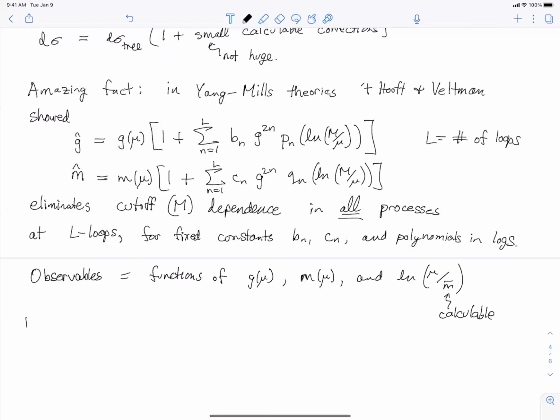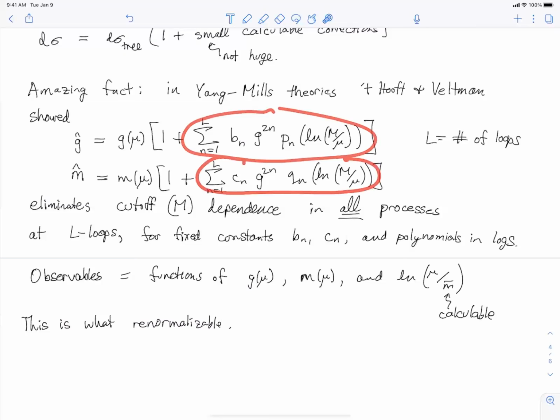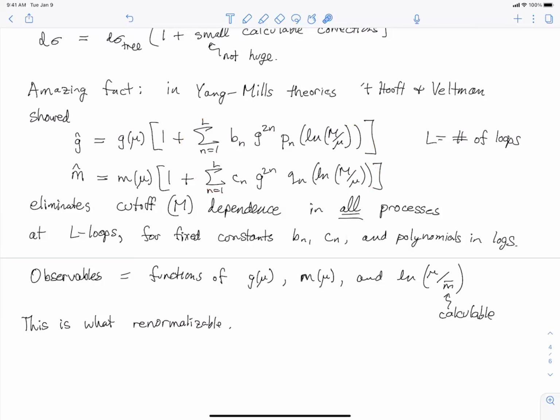Okay, and this is what renormalizable means: that it obeys this amazing fact. You might have thought, maybe I just keep doing different processes and I keep getting different combinations here, right? That's what I would have expected if you asked me, but it turns out the same constants in these redefinitions between renormalized or running couplings, we'll talk about running next time, and the bare couplings, the same exact redefinition gets rid of the cutoff dependence in all processes that you could ever calculate.